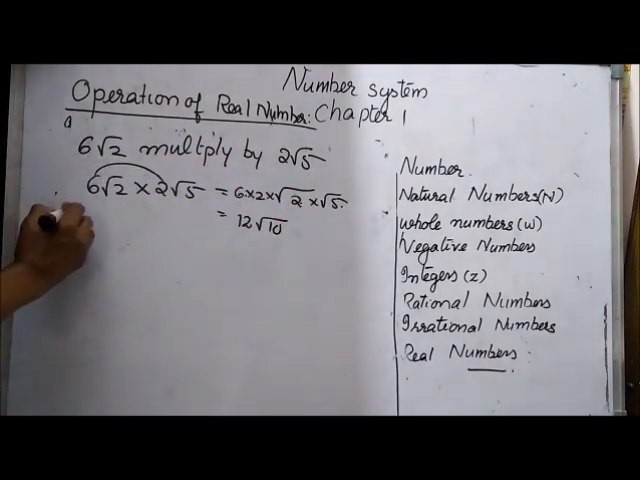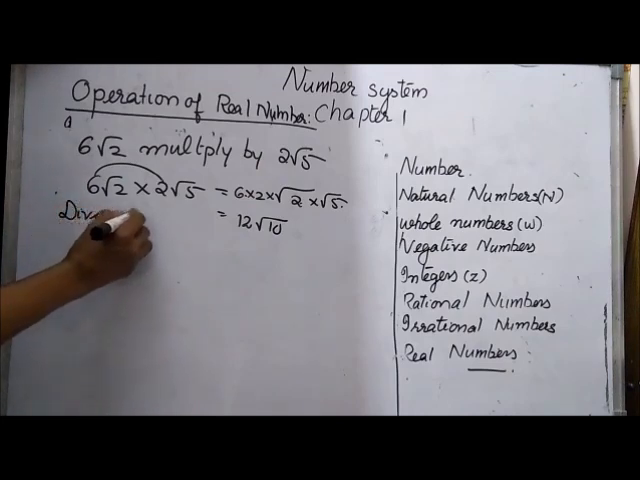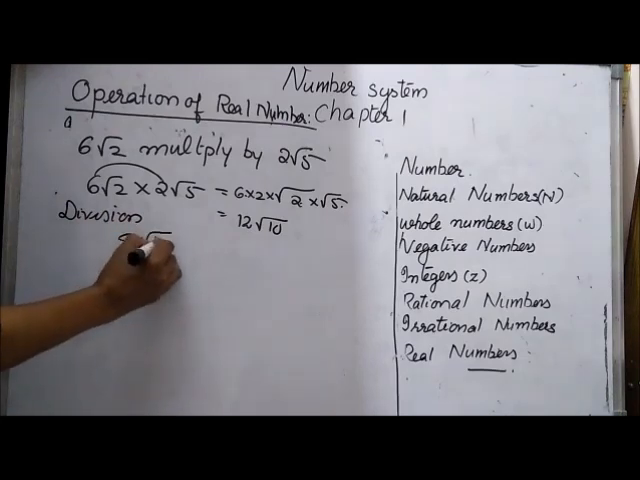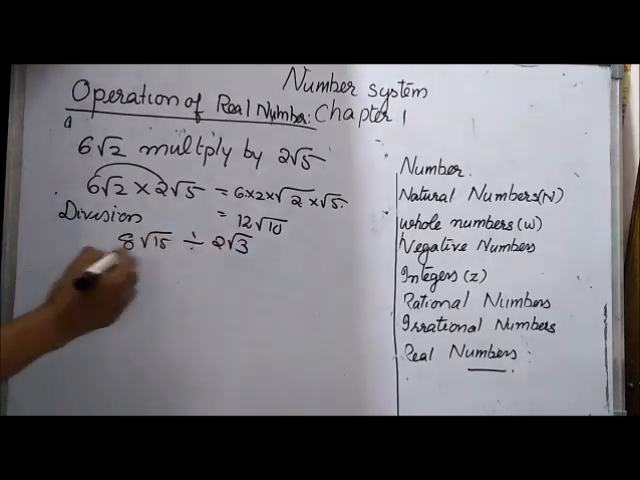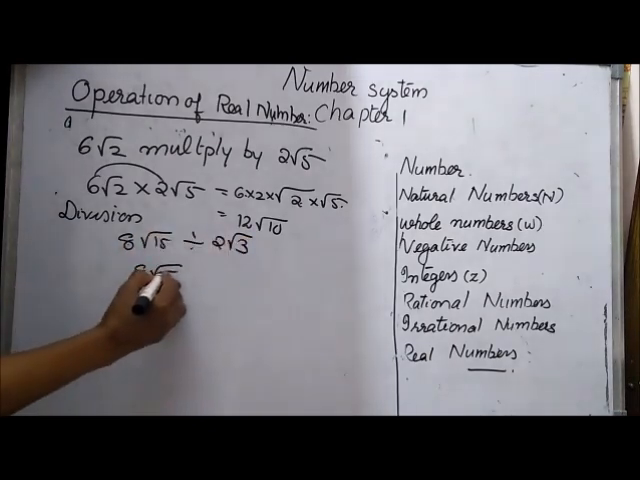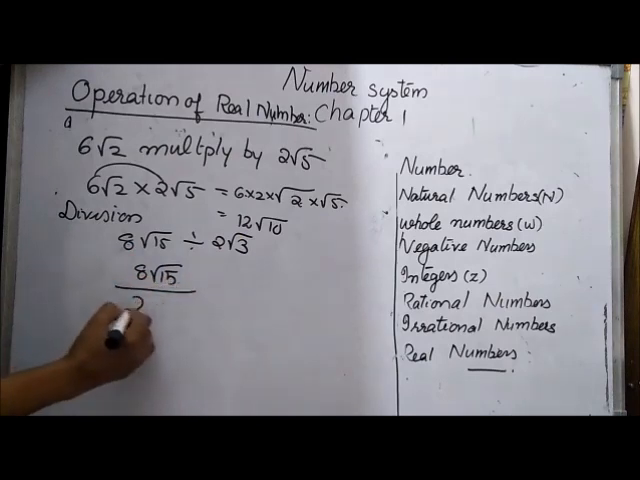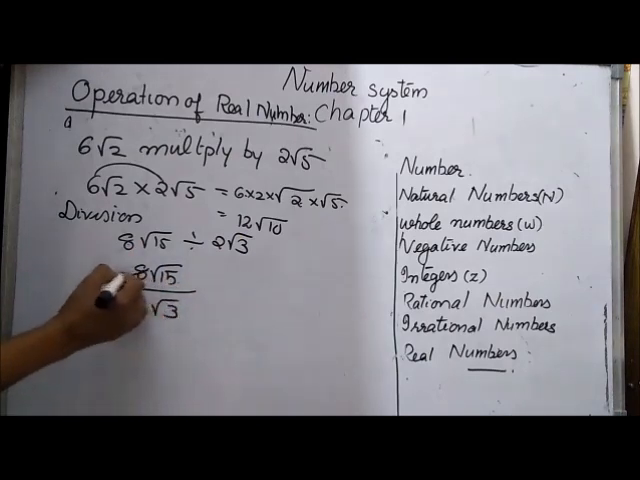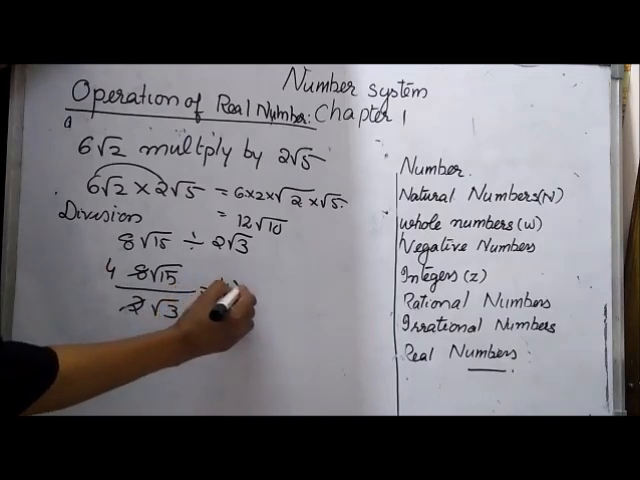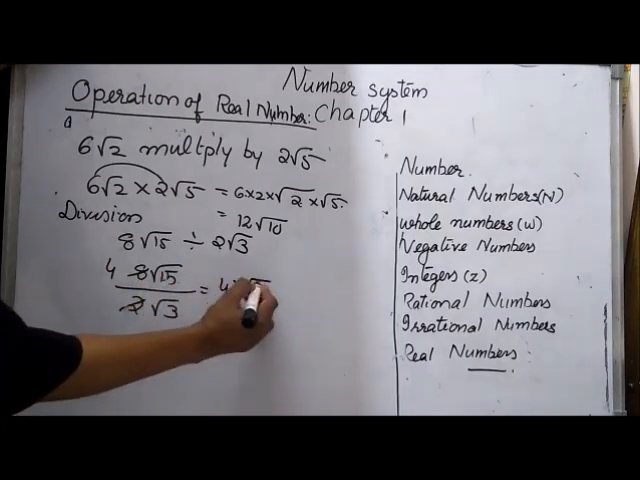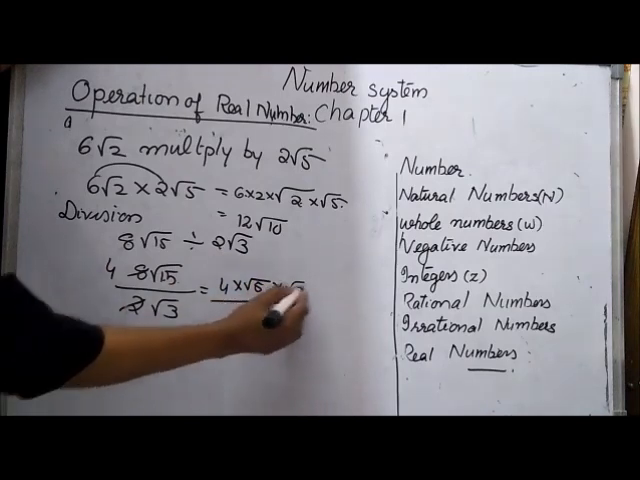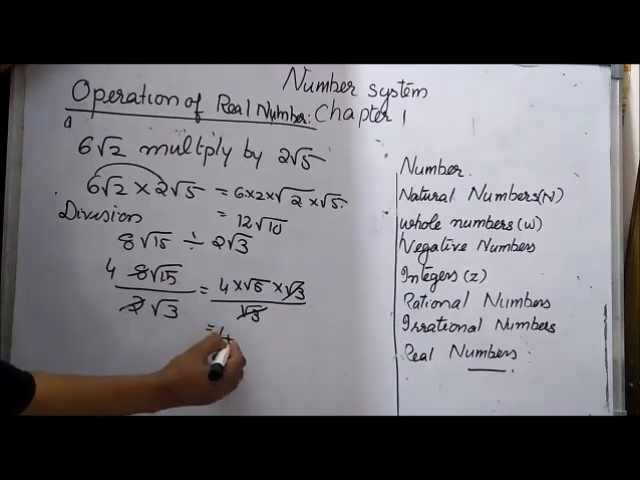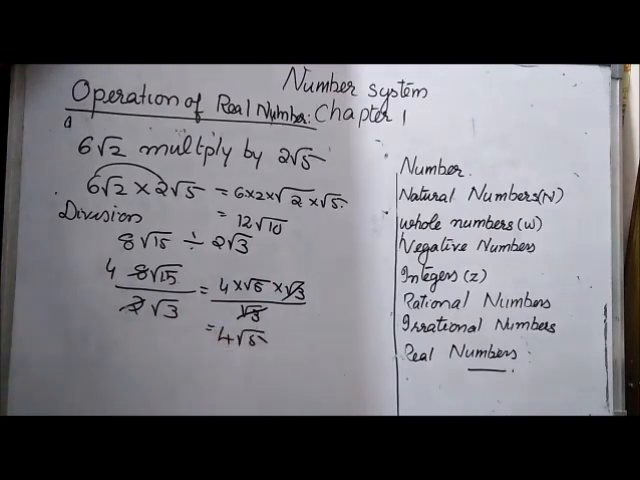Now in the case of division, 8 root 15 divided by 2 root 3. That is 8 root 15 upon 2 root 3. Now 2 cancels into 8, giving 4. Root 15 can be written as root 5 into root 3, divided by root 3. So root 3 and root 3 cancel. Then it is 4 root 5.